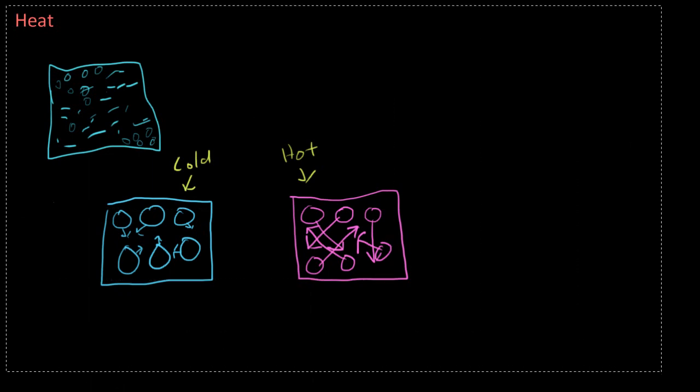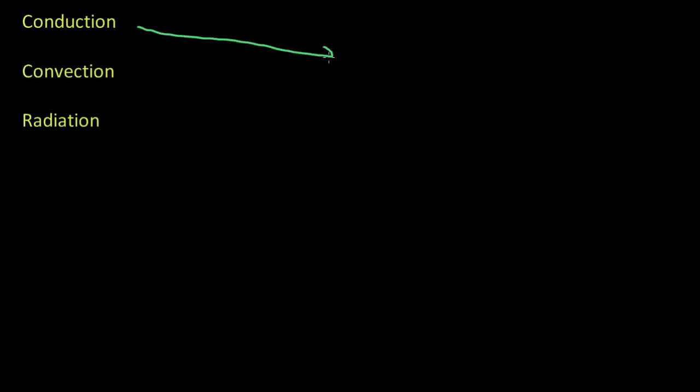There are three fundamental ways to transfer heat. And those are conduction, convection, and radiation. Conduction, convection, and radiation. Okay? Conduction is when heat is transferred from one object to another.